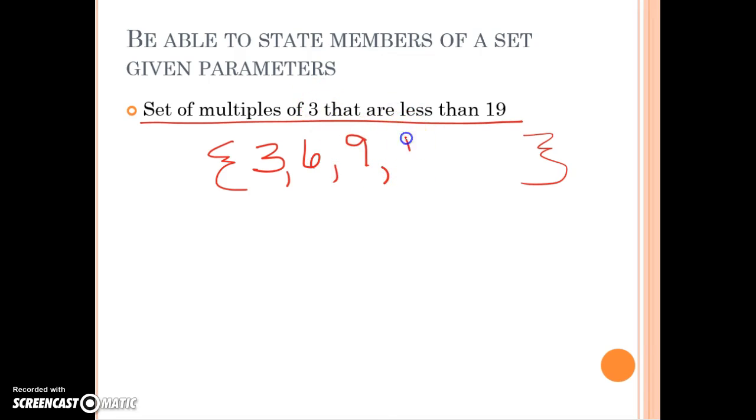3 times 4 is 12. 3 times 5 is 15. 3 times 6 is 18. And I'm going to stop right there because if I multiply one more time, it will be more than 19. Don't forget, a multiple is also that number. A multiple can be that number times 1.